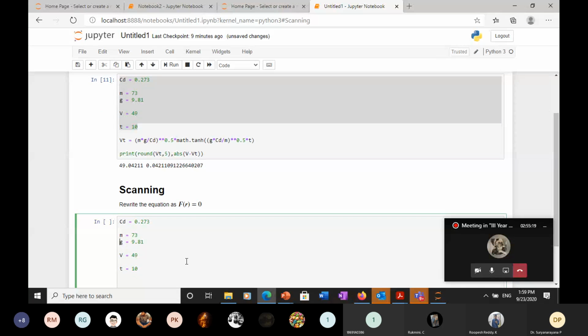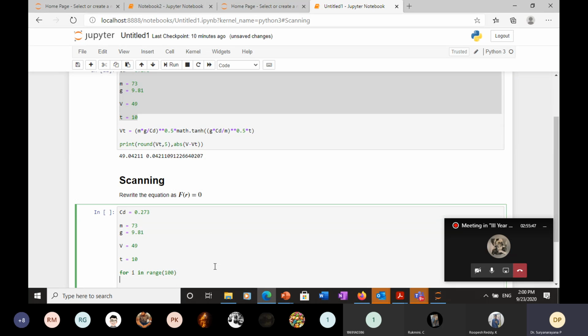Okay, and then see, the important thing is we have to rewrite the equation as function of root equals 0, meaning I have to bring everything to one side, and that one side is called f of r. In this case, I think I'll do it cleanly and send it to you. But for i in range, we'll do 100. Then I'll do this 100 times.